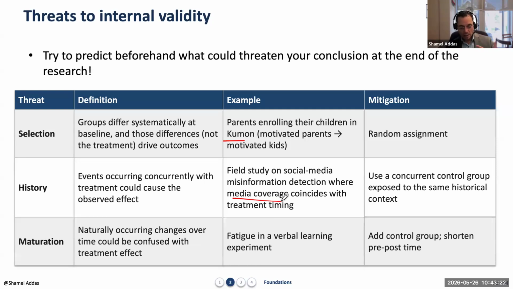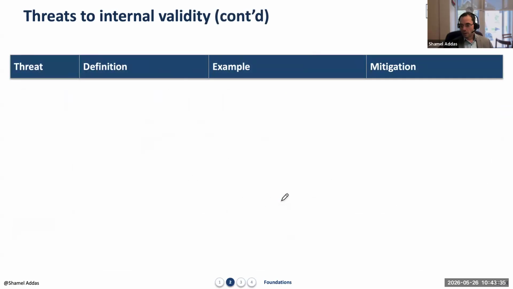Maturation happens as time unfolds during the experiment. Maybe people are exposed to multiple things and they get tired, they get fatigued, they learn something about your experiment, which could be affecting the outcome. All right, we have other types.